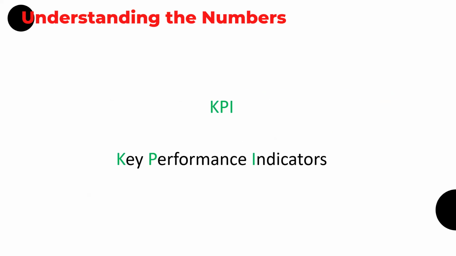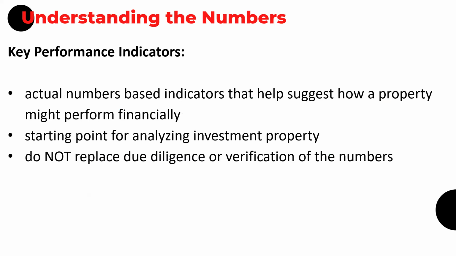Now we're ready to talk about key performance indicators. A key performance indicator is just a number. It's a number based on actual income and expenses, and it's there to help suggest how a property might perform financially. It's a starting point for analyzing investment property, and it's not a replacement for due diligence or verification of the numbers. Once you have actual numbers and once you're able to verify the numbers, this is the next step. And it's very important that you don't think that just looking at your key performance indicator is going to give you an absolute answer.